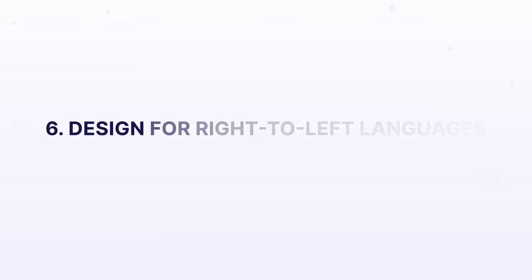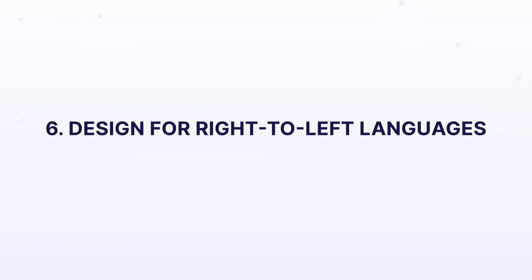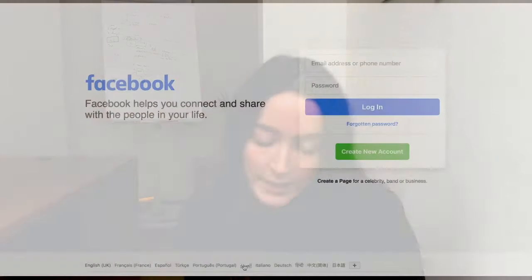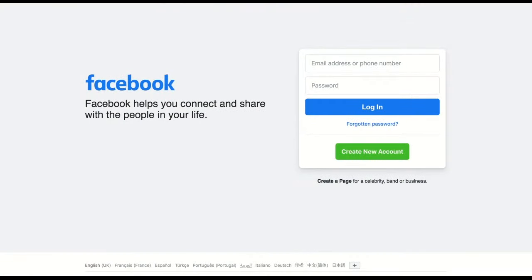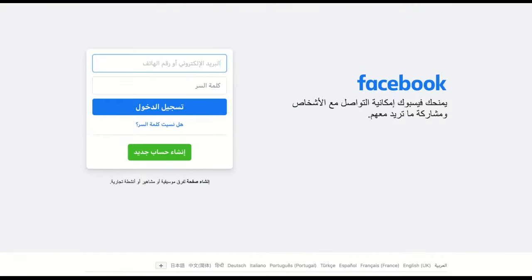Okay, tip number 6, design for right to left languages. This is because they look different to left to right languages. For example, here's what Facebook's left to right design looks like, and here's what Facebook's right to left design looks like in Arabic.